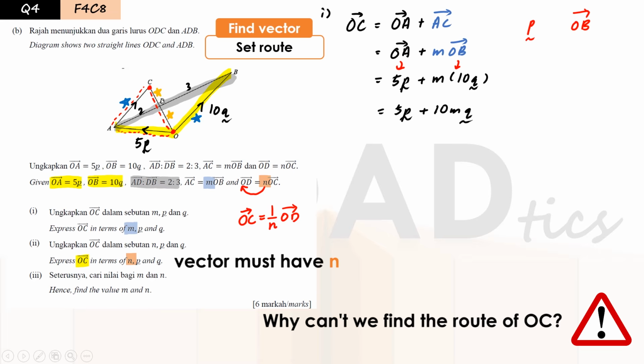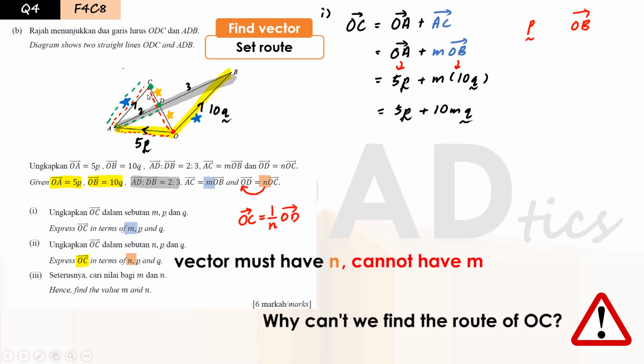But the issue is D to C. Okay, so if we imagine we are trying to find the vector from D to C, which we need to pass through D to A and then A to C. So again, DA we can find the vector, it's no issue. But we don't know the vector of AC. And this vector AC uses M. But in our question, we need to use N. It cannot have M inside. Okay, so that's why we cannot find the root.